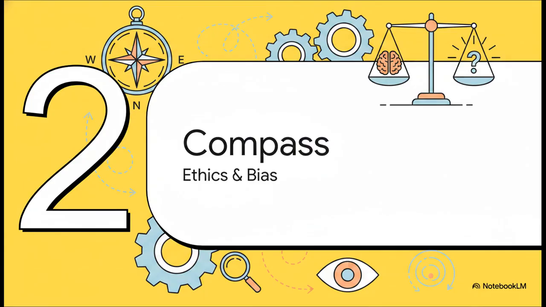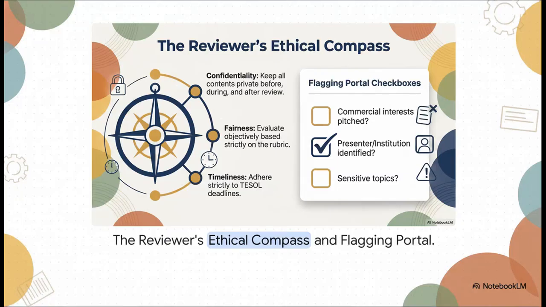Moving right along to Section 2, Compass. This is all about ethics, bias, and looking through that intercultural lens. As a reviewer, your ethical compass is built on three core tenets: confidentiality, fairness, and timeliness. You need to keep all proposal contents totally private, evaluate them objectively based strictly on the rubric provided, and of course, hit your deadlines.